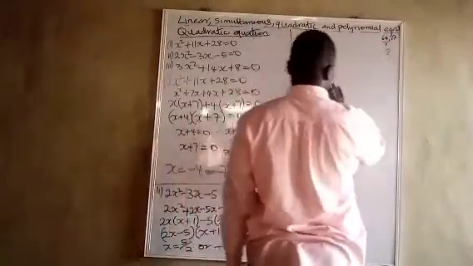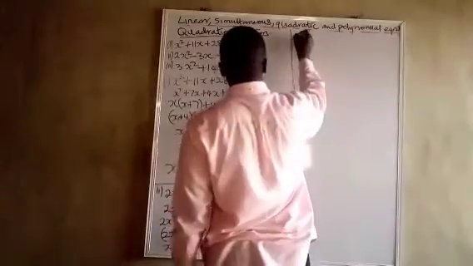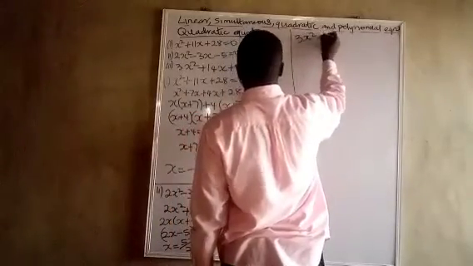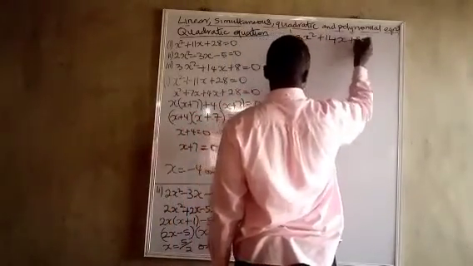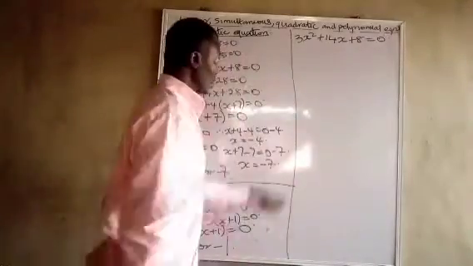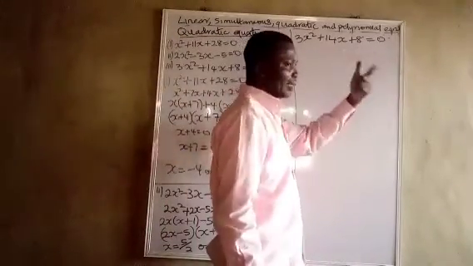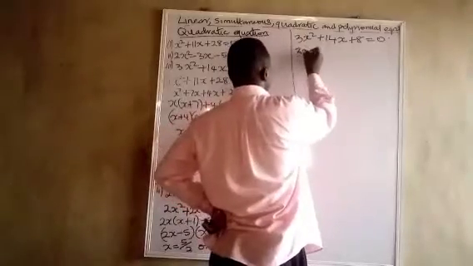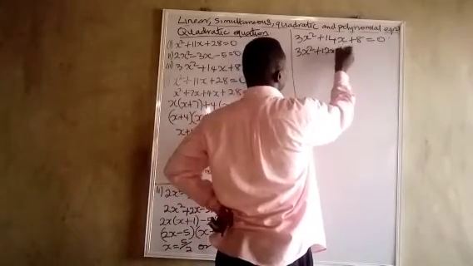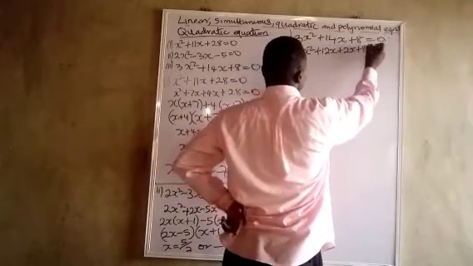Let's try the third one. I have 3x squared plus 14x plus 8 equals 0. So we now look for two numbers, like we did. What's the product of 3 and 8? That's 24. So which two numbers? 12 and 2. So we have 3x squared plus 12x plus 2x plus 8 equals 0.